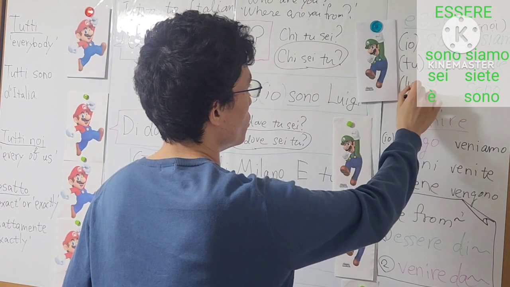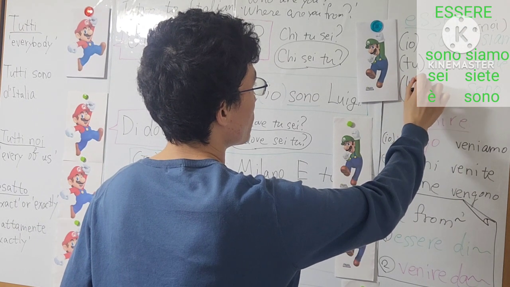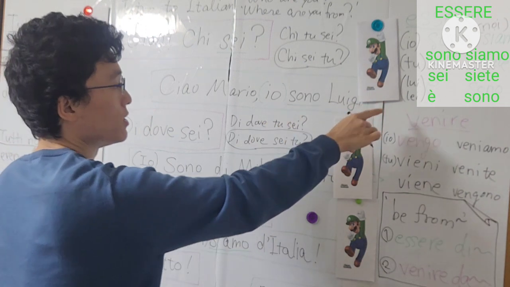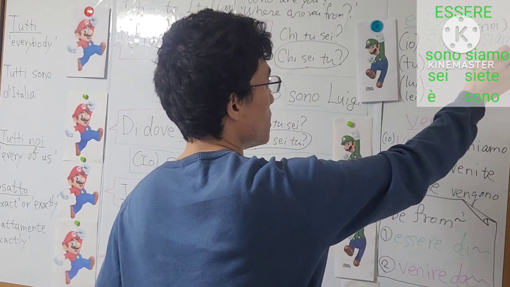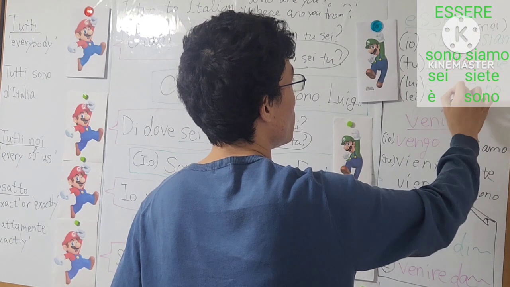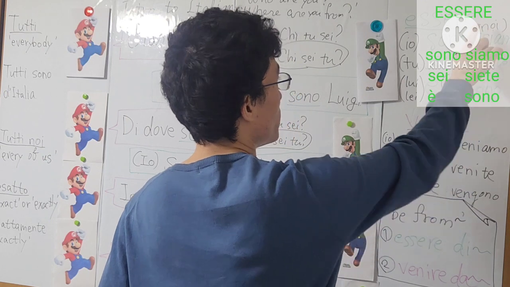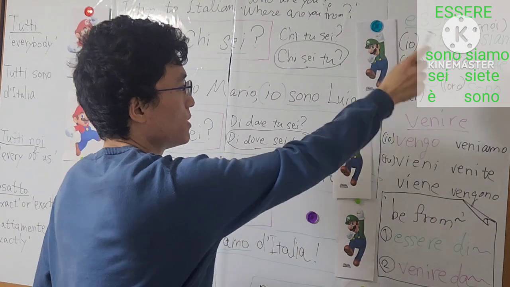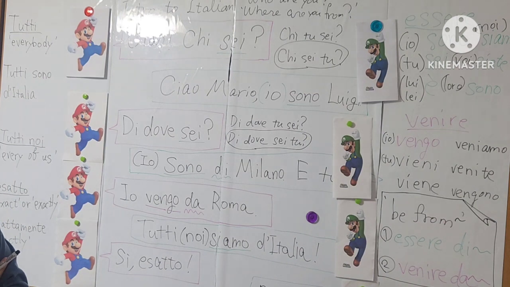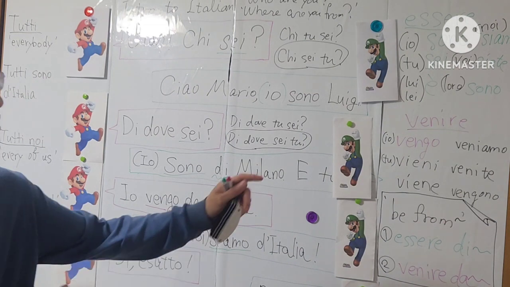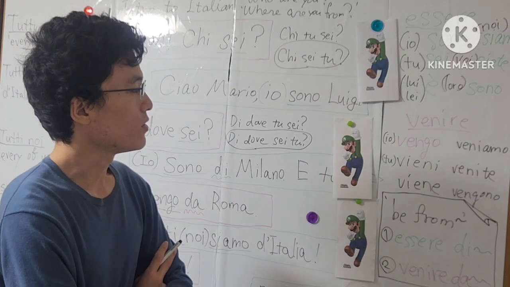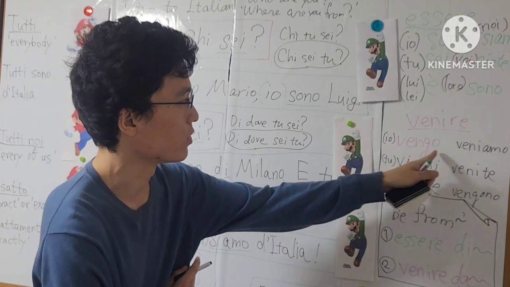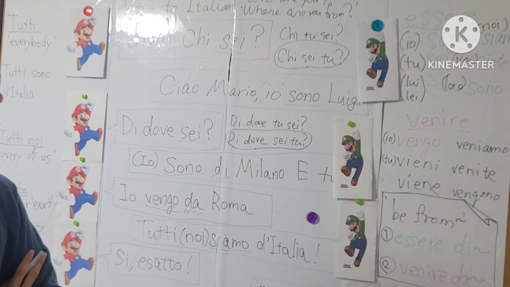If you want to know more, for third person singular, lui and lei are the subject pronouns. Lui is he and lei is she. Siamo, noi siamo, voi siete, loro sono. We are, you guys are, they are. Yeah, of course, the same applies to the case of venire. Okay, and as for venire, if you don't have much room today, it is sufficient to recognize vengo, the first person singular form.